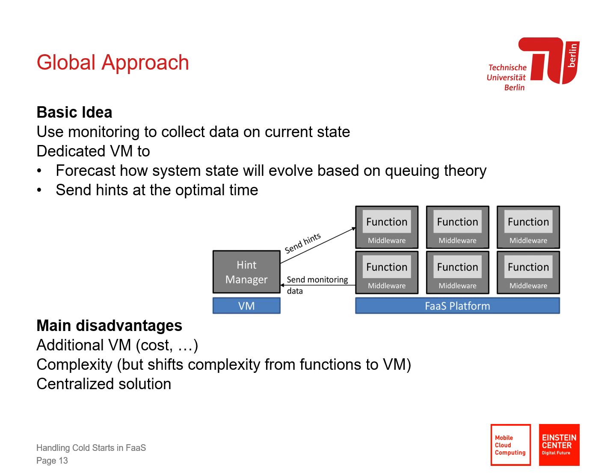For this reason, we developed the global approach. The basic idea is to use monitoring to collect data on the current state of the FaaS system. Then we have a dedicated VM which collects this data, forecasts how the system state will evolve based on queuing theory, and then we send hints at the optimal time. Of course, this also comes with a number of disadvantages. Namely, we have to operate an additional VM which causes costs and complexity. Let's take a look how this works.